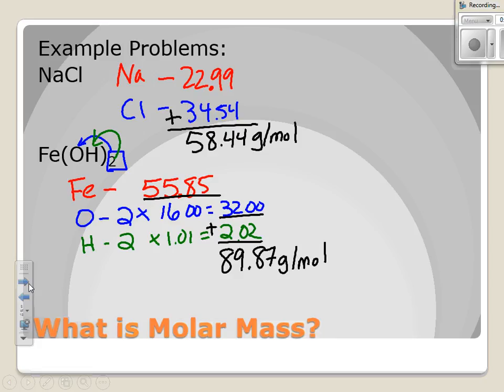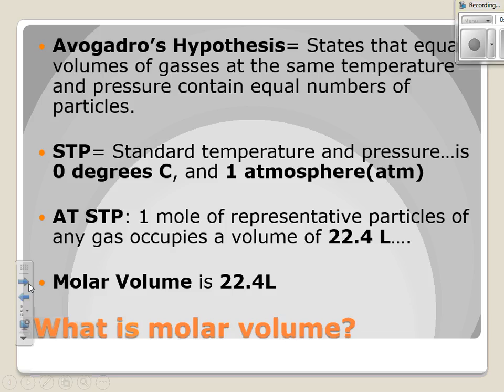sodium chloride. Okay? So everybody good with finding the molar mass? You need your periodic table out. You got to look up the masses. You got to add them all together of the number of each atom in the compound. We're going to use this later on as well. So moving on to one more conversion factor.